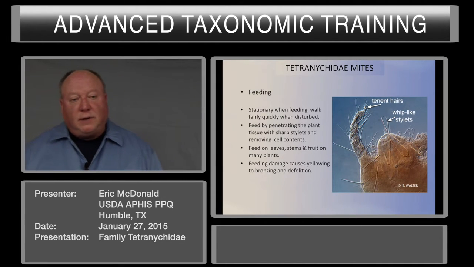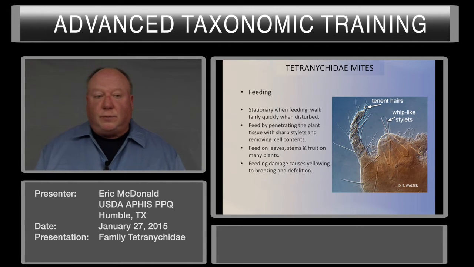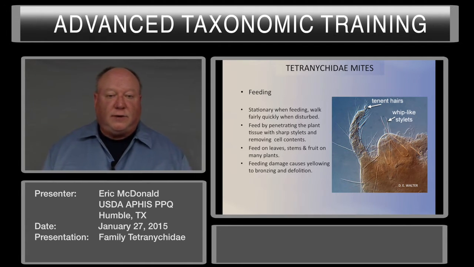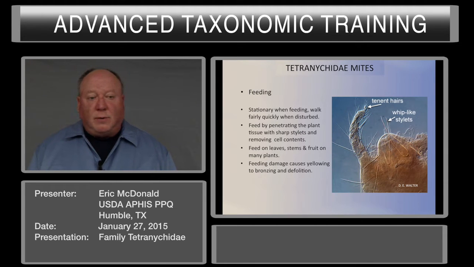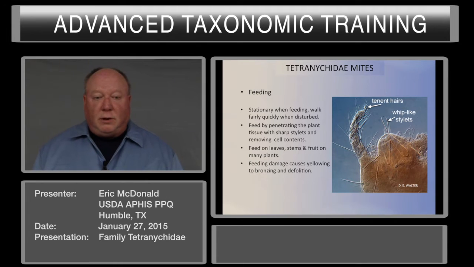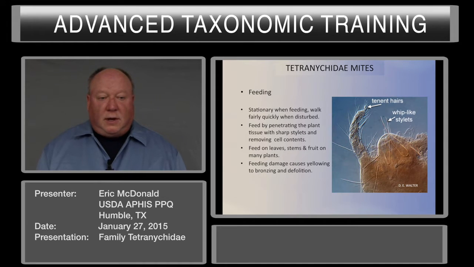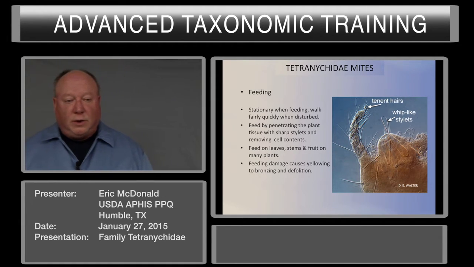All mites have needle-like piercing sucking mouth parts. They attack a wide host range of plants, feeding on the leaves, stems, and fruits. Spider mites feed by penetrating the plant tissue with their mouth parts and are found primarily on the underside of the leaf. The mites generally feed and reproduce on the lower leaf surface, but when populations are high, they will readily infest the upper leaf surface. Spider mites are stationary when feeding, but when disturbed, will walk fairly quickly.